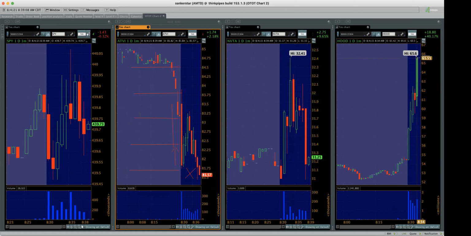Don't look over here at this 40% move in Robinhood. It's 50 cents, that's a 20-30 R move in Robinhood long if you'd taken the trade. So, all right, that's the way it works.